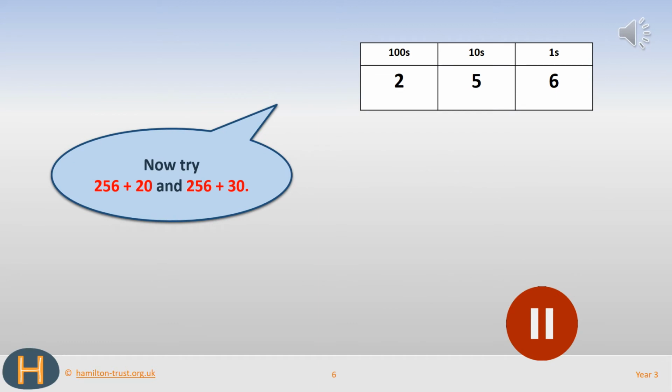You may wish to pause the video at this point, trying out these questions. 256 add 20 and 256 add 30. Use the place value grid to help you to do this. When you are ready, press play.